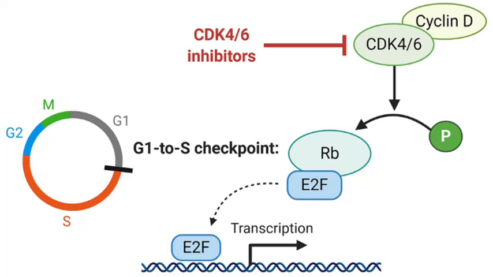The active retinoblastoma protein, or RB, suppresses transcription factors like E2F, which are crucial for initiating DNA replication. When CDK4/6 are inhibited, RB stays active, and E2F remains bound and inactive. As a result, the cell can't move from the G1 phase to the S phase, preventing further division. That's how these types of drugs slow down tumor growth.